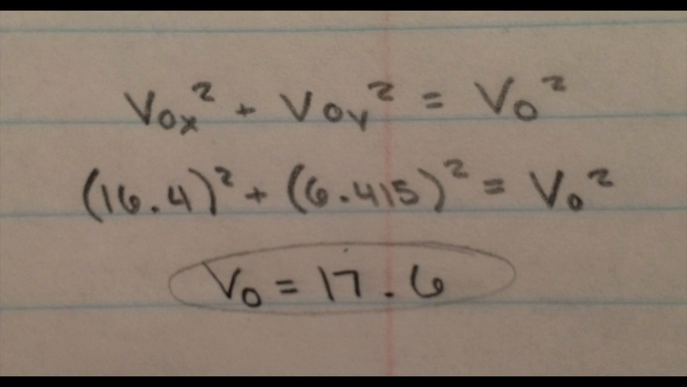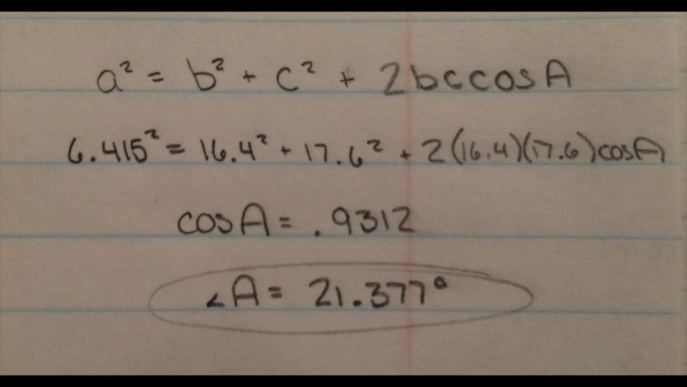Using the Pythagorean theorem with the initial velocities in the x and y directions, we were able to calculate that the initial velocity total was 17.6 meters per second. We plugged our 3 initial velocities into the law of cosines in order to find the angle at which Emily hit the tennis ball. This angle resulted in about 21.377 degrees.